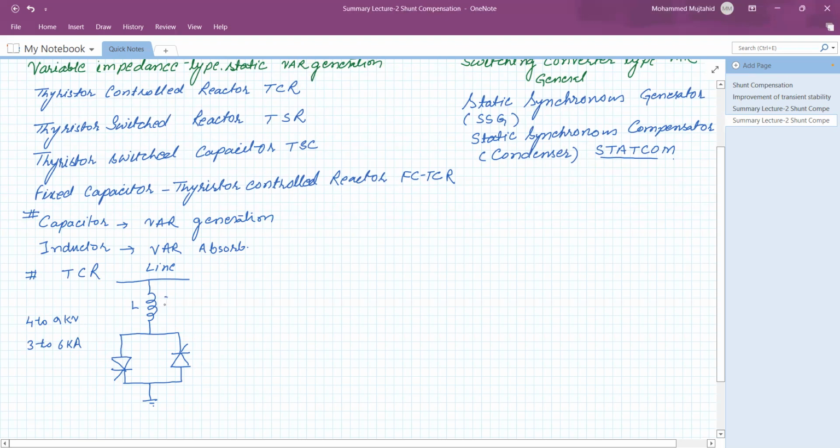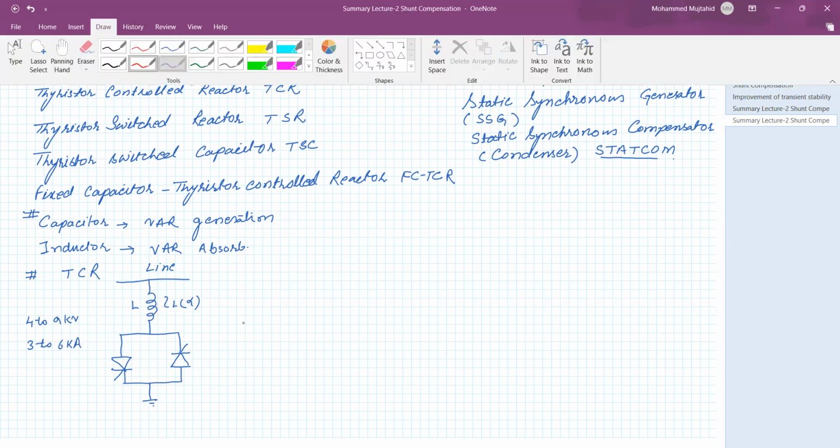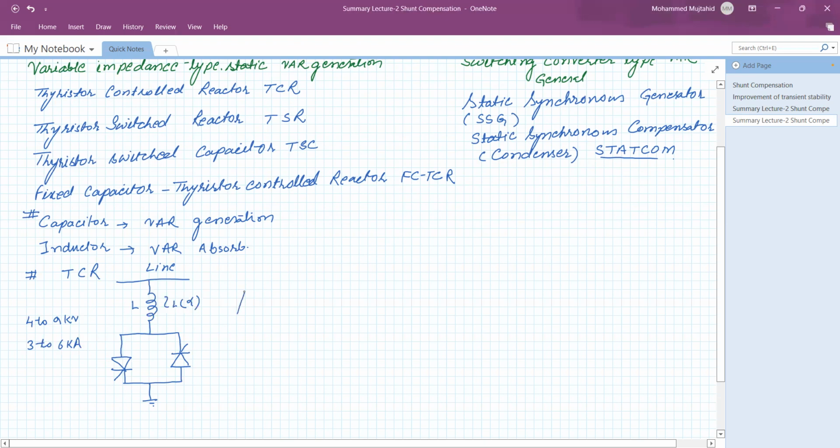Now we want to control the current in the inductor, and as it is thyristor control, we are going to control the current with the help of the delay angle or firing angle, say alpha. So what would be the waveform in short? Say this is the system voltage, in the positive half cycle and negative half cycle and so on. So this is the voltage.